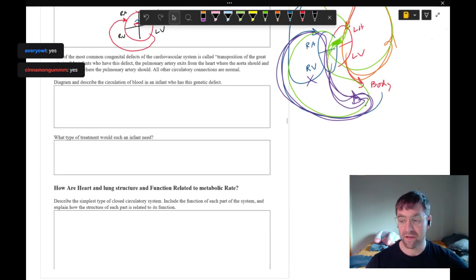Unless something's done immediately following birth, the infant will die. And an operation to reverse the arteries takes a relatively long time. So in the short term, the physician opens the foramen ovale to allow at least some oxygen to be pumped to the rest of the body. Just buys you some time.